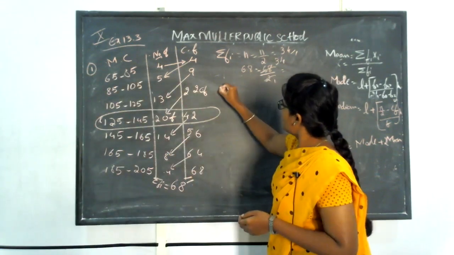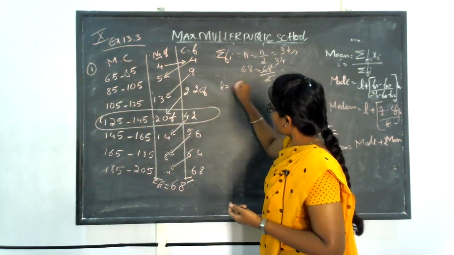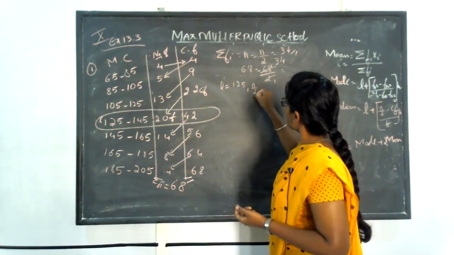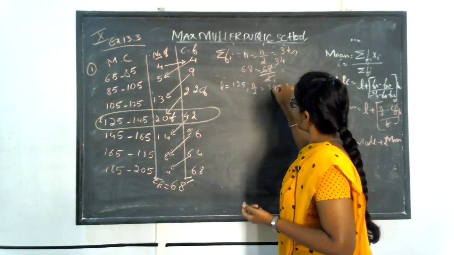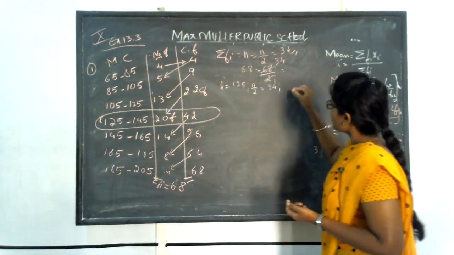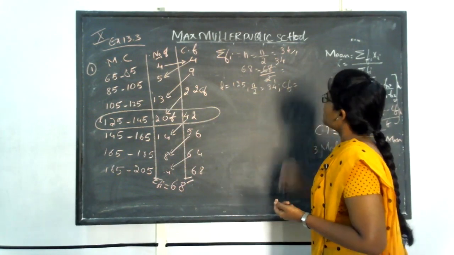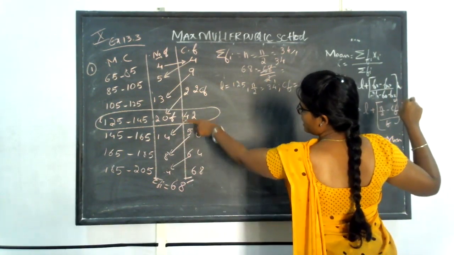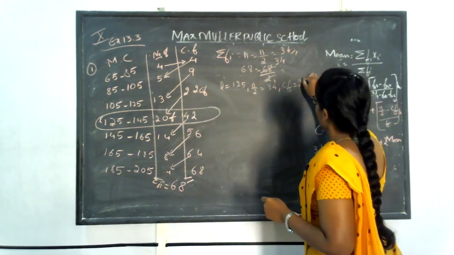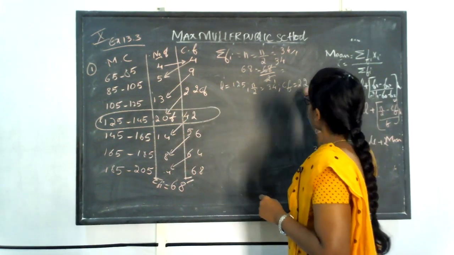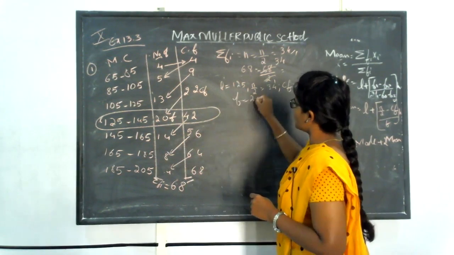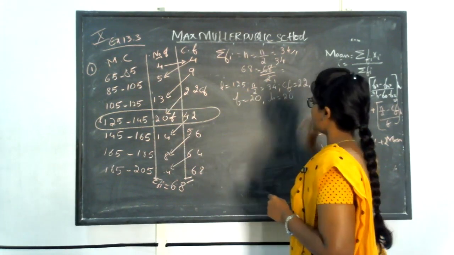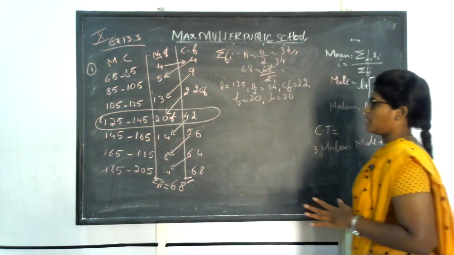Let us write everything. So what is the first thing you require? L you require, that is 125. Then you want n by 2 value. N by 2 value is how much? 34. Then what else do you require? You want the cumulative frequency above the median class, which is 22. Then you have F, which is equal to 20. Then you have h value, which is equal to 20. Both F and h are 20 itself.